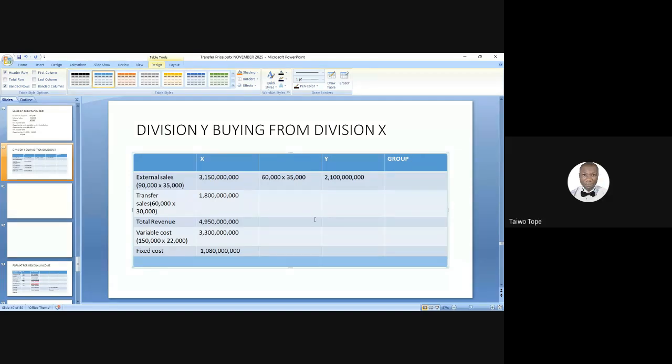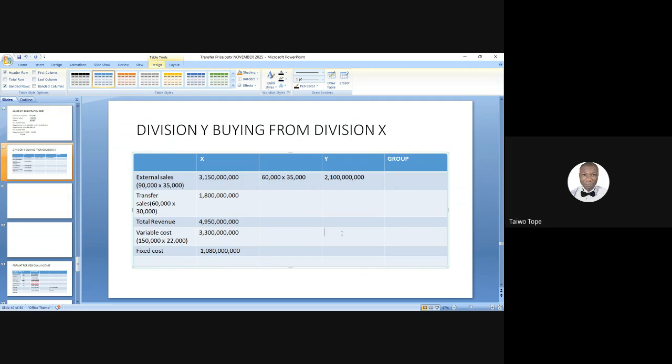Now, do you think division Y has a variable cost? Fixed cost? No. They did not do further processing. So they don't have variable cost. The cost of buying it from division X, what will they account it for? Cost of production. Yes, the cost of obtaining it from division X to division Y, it will be what?